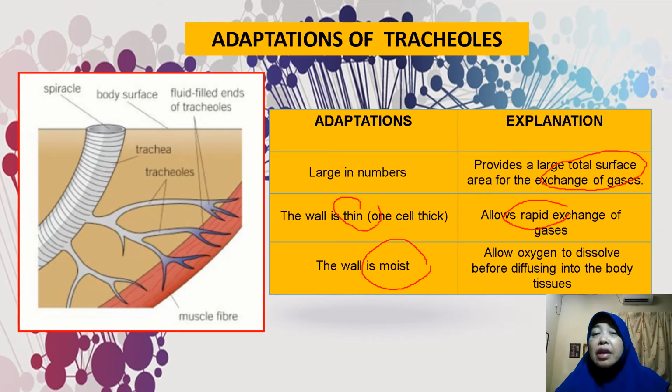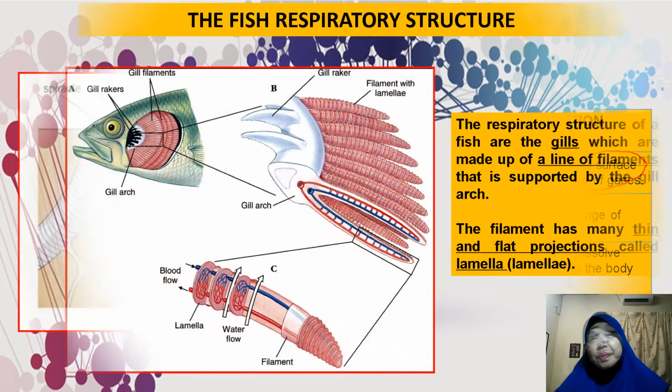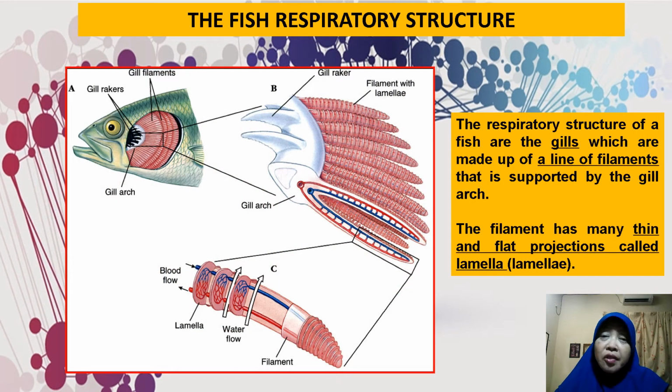Okay, how about the second respiratory structure? The second respiratory structure is the fish respiratory structure. A fish has gills found on both sides of it, and the gills are made up of filaments, which are supported by the gill arch. And the filaments have numerous thin walls called lamellae. And lamellae, like the tracheoles, are also the respiratory surface where the gaseous exchange occurs. Therefore, they also need adaptations for the efficiency of gaseous exchange. Let us find out what the adaptations are.